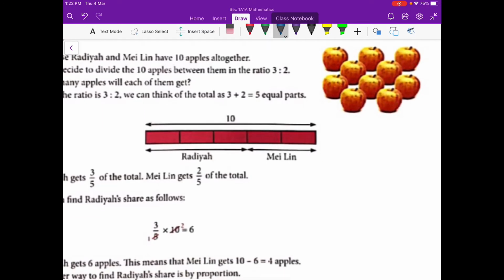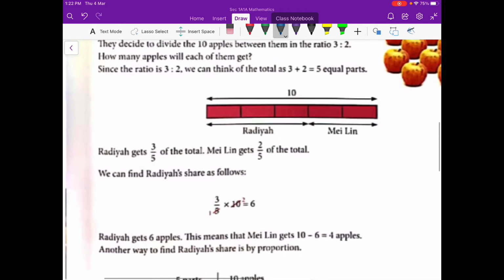I think this should be quite familiar to you, this model. So there are 5 equal parts. Radia got 3 parts. Because in the question they say it is 3:2. So the first name, Radia, 3 parts. And the other person is Maylin. Her name comes next, so she gets the 2 parts. So draw the model like this. 10 altogether, 5 parts.